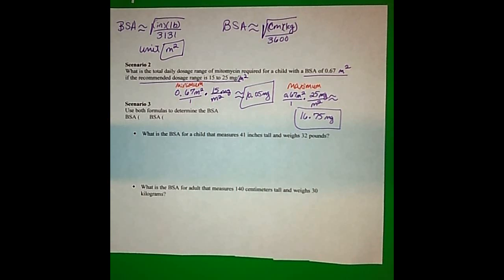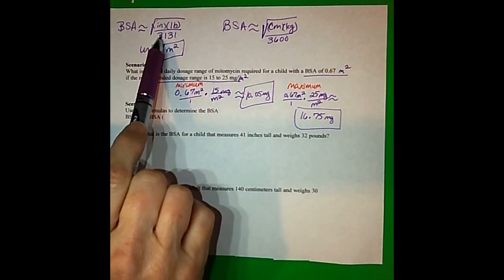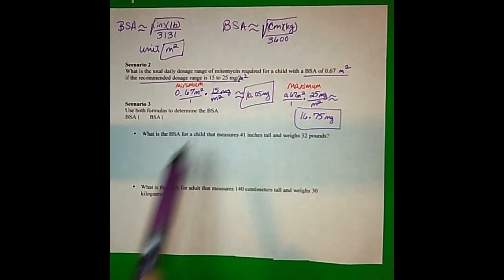BSA, body surface area. Whenever we're determining a safe dosage for a patient based upon their body surface area, we use inches times pounds divided by 3131, all square rooted, and the unit comes out as meters squared. If we're using centimeters and kilograms, that's length times weight again, divided by 3600, and then we square root it. Again, our unit becomes meters squared in the end.